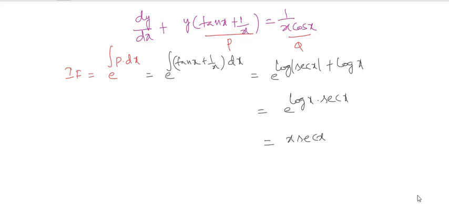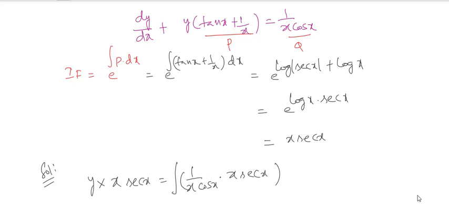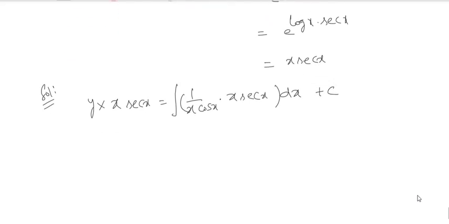Now the solution will be what? You know the solution is y into the integrating factor. So y into x secant x is equivalent to the integral of q, which is 1 by (x cos x), into the integrating factor x secant x, for a whole dx, plus a constant c. So this is the solution you have to write.